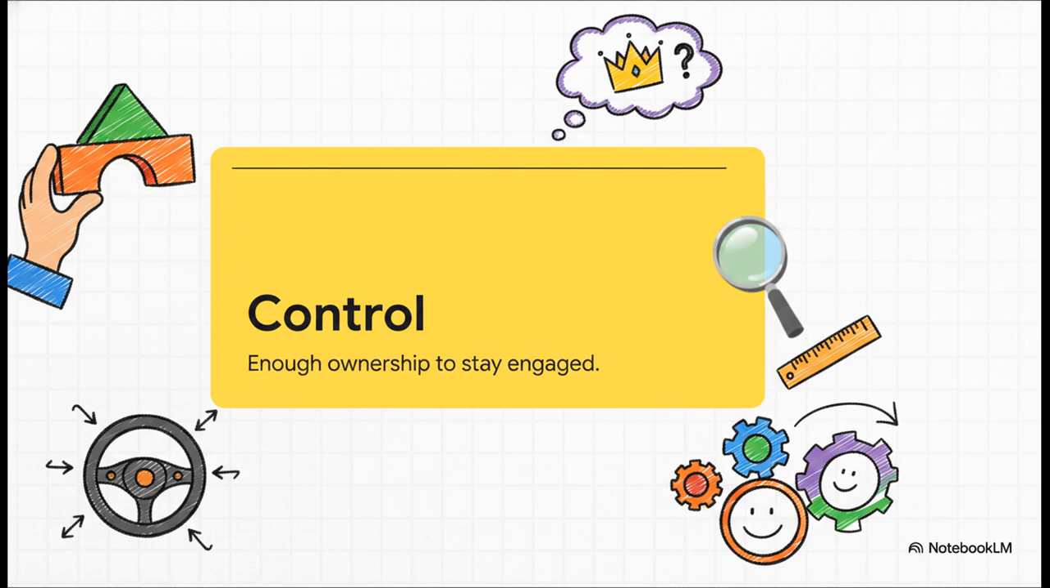It means the child's decisions actually influence the shape of the experience. They get to decide what object to use, what role they want to take on, or maybe what rule they want to gently bend. A child who feels no ownership in an activity isn't playing. They're just complying with an adult's demand.